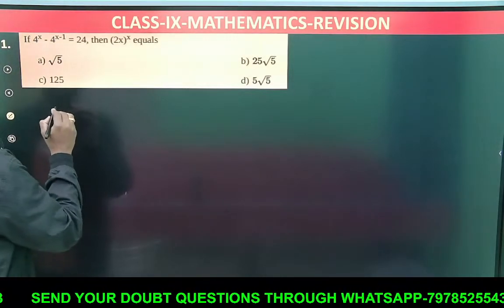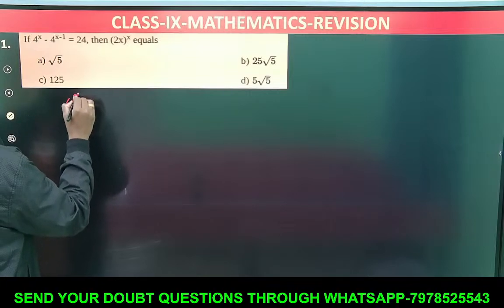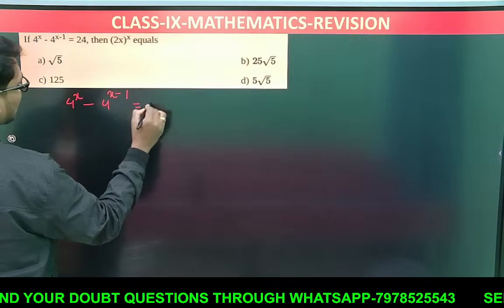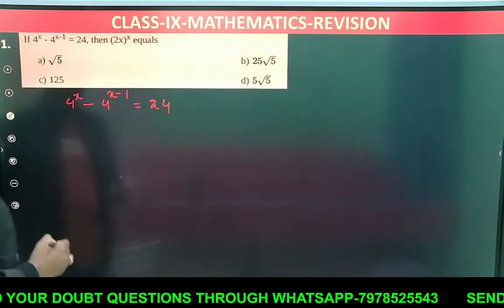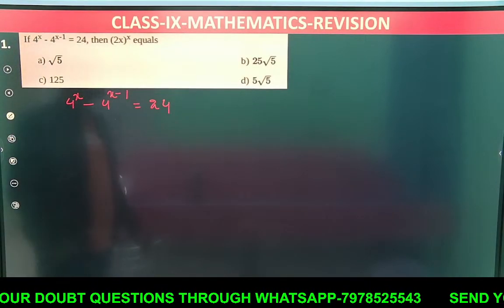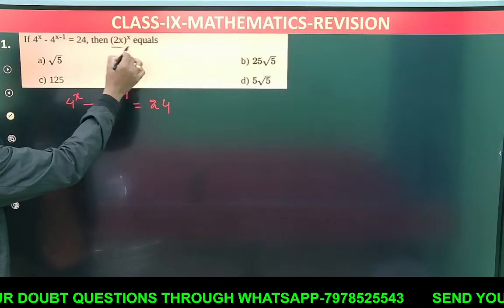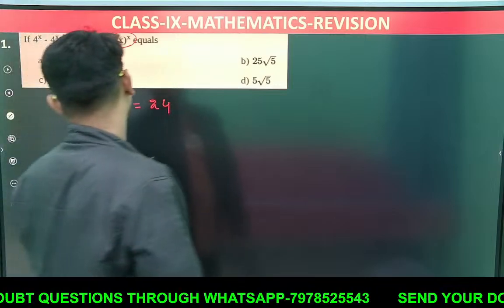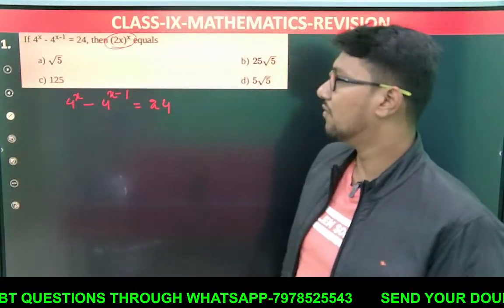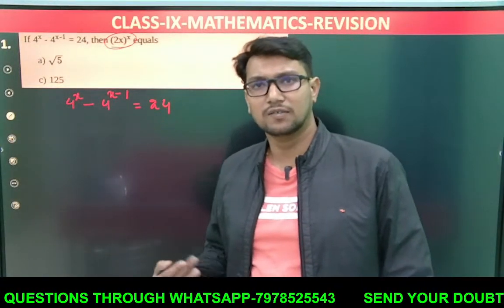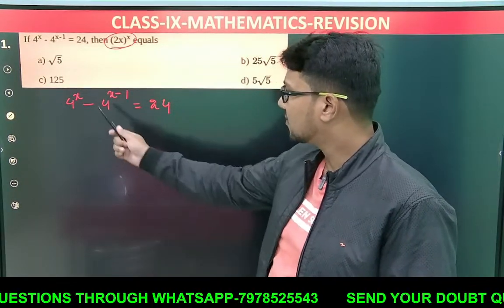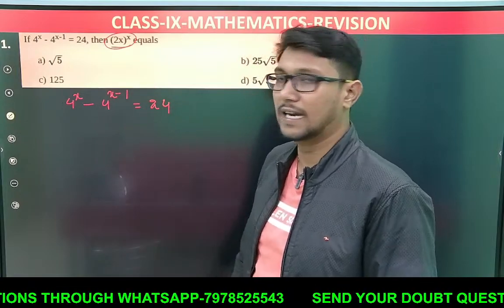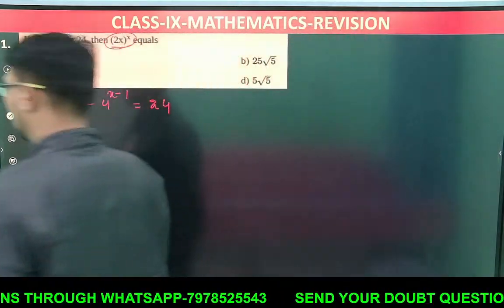So the question is given: 4 to the power x minus 4 to the power x minus 1 equals 24. Let us find out the x value first. Then after that we will find what the question is asking. Okay, am I clear? So how do we have to solve, though it is given in an equation form? First we have to simplify the left hand side of this equation. So it will become what?